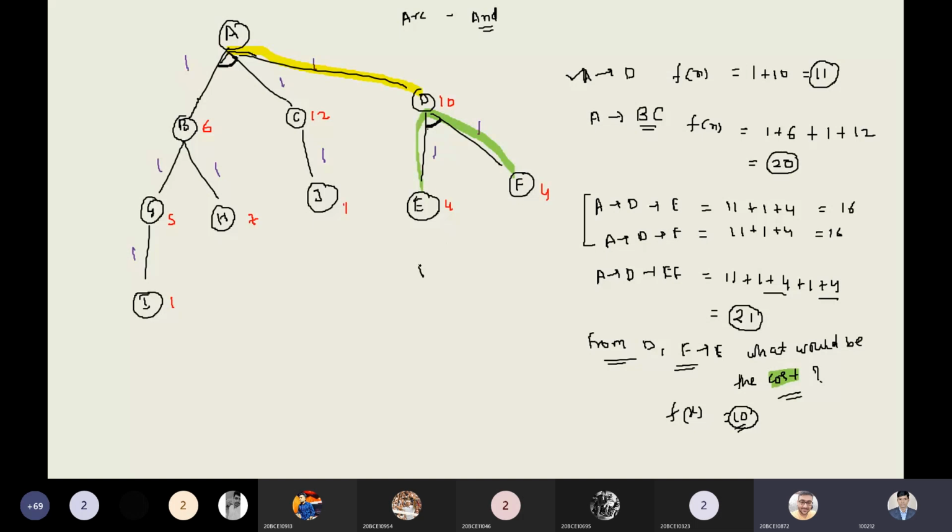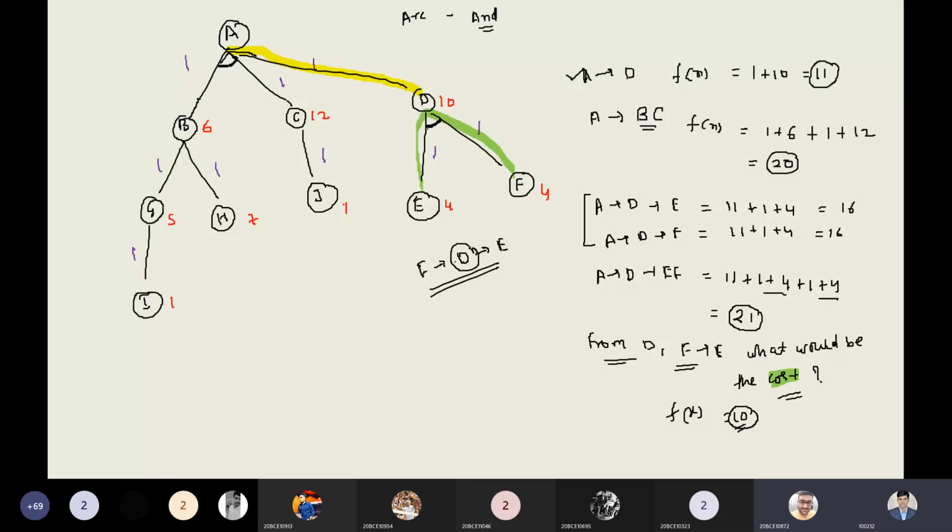Okay, what you're doing, you are moving from first F to D and then D to E. Okay, is it clear right now? Yes, tell me. Okay, so what is the intermediate node over here?